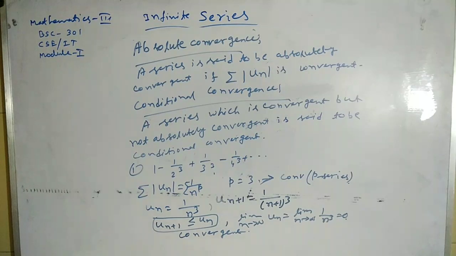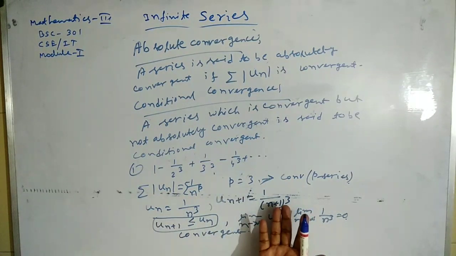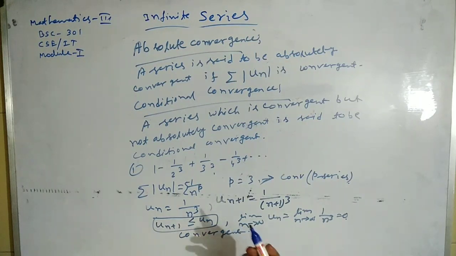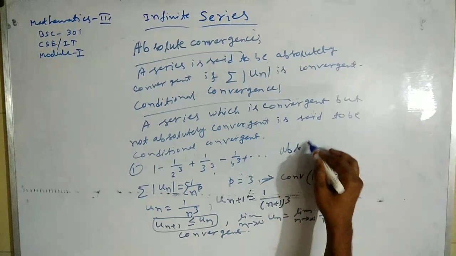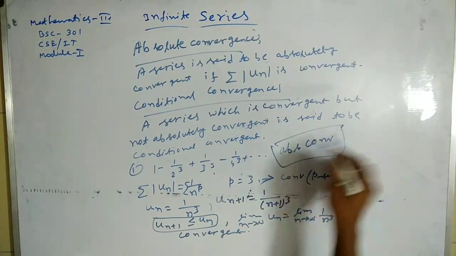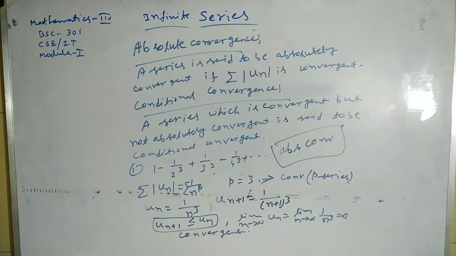Okay, so we observe that the given alternating series is convergent, as well as after taking the modulus of all the terms, summation of mod un becomes a p series where p is equal to 3 and the series is convergent. So summation un and summation of mod un both are convergent. So we can say that this series is absolutely convergent. Okay, so this was the definition of absolutely convergent, if the summation of mod un is convergent.